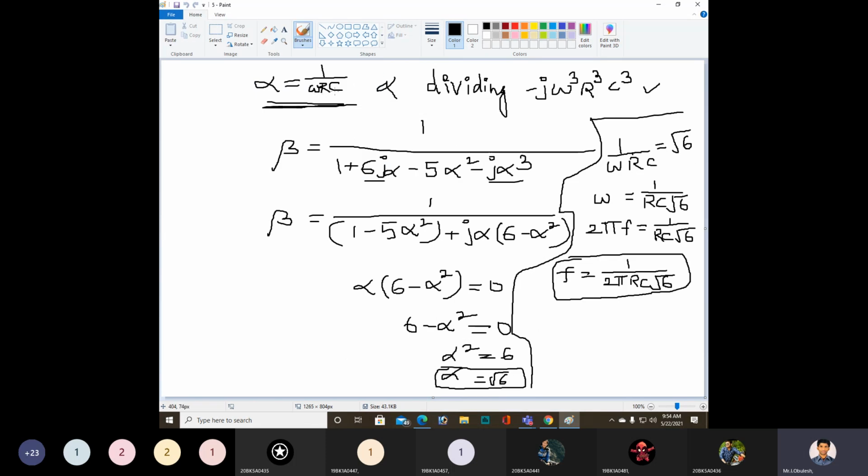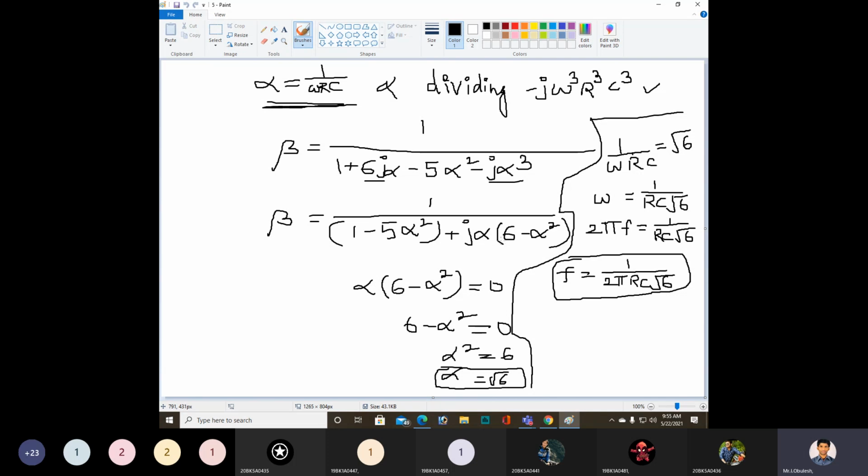If you substitute alpha is equal to 1 by omega RC and divide with minus j omega cube R cube C cube, then you will get beta is equal to 1 by 1 plus 6j alpha minus 5 alpha square minus j alpha cube. After that, you need to simplify the expression. Beta is equal to 1 by, you need to write this 1 minus 5 alpha square separately, plus from these two terms you need to take j alpha common, then here we have a 6 and here we have alpha square, 6 minus alpha square.